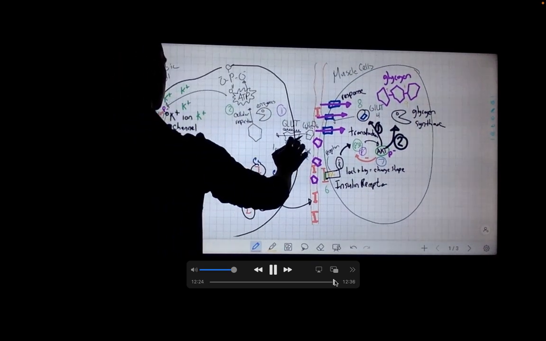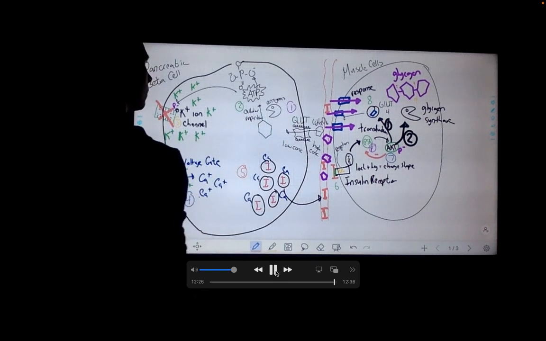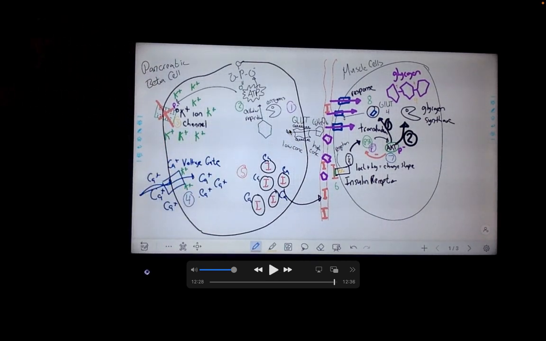I'm sorry that last bit was a little bit blurred, so we'll just stop here for a second. 1, 2, 3, 4, 5. Reception, transduction, response.